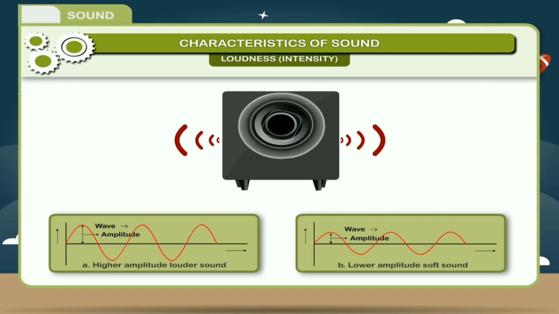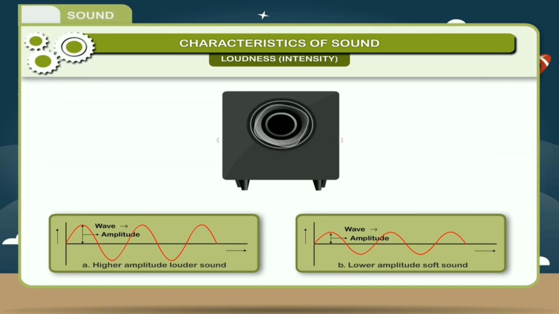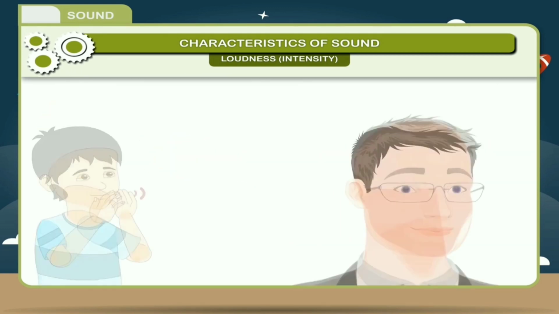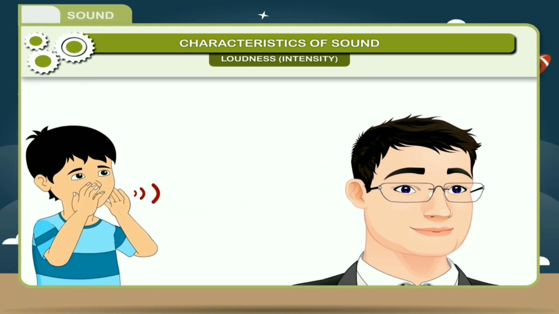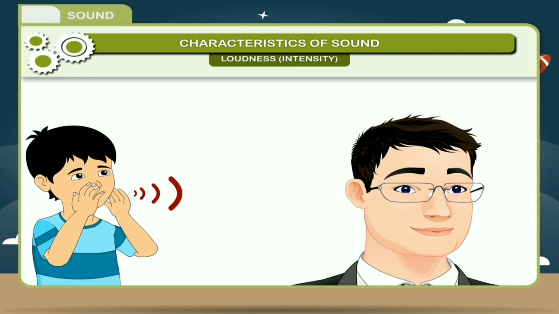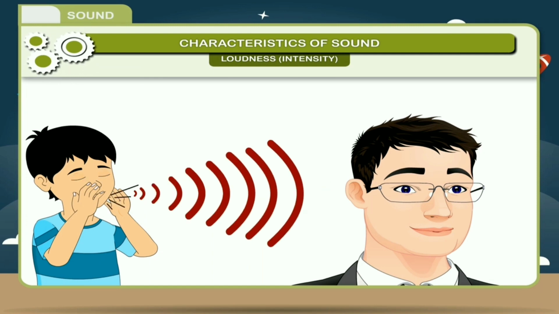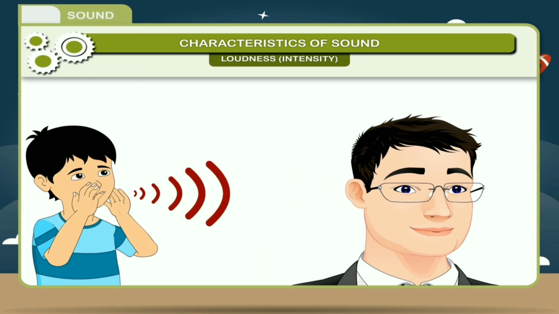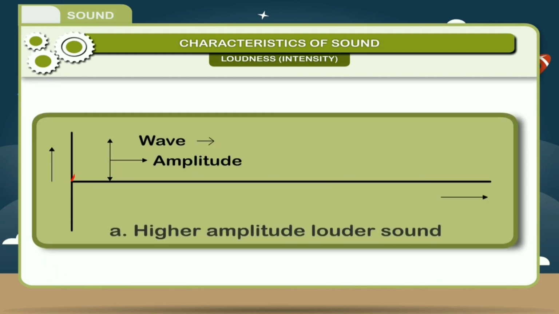You can see the waves in the figure. It also depends on the distance between source and the observer, surface area of the vibrating body, density of the medium, and presence of resonant bodies. The figure A, which is on your screen, represents loud sound because amplitude here is higher.